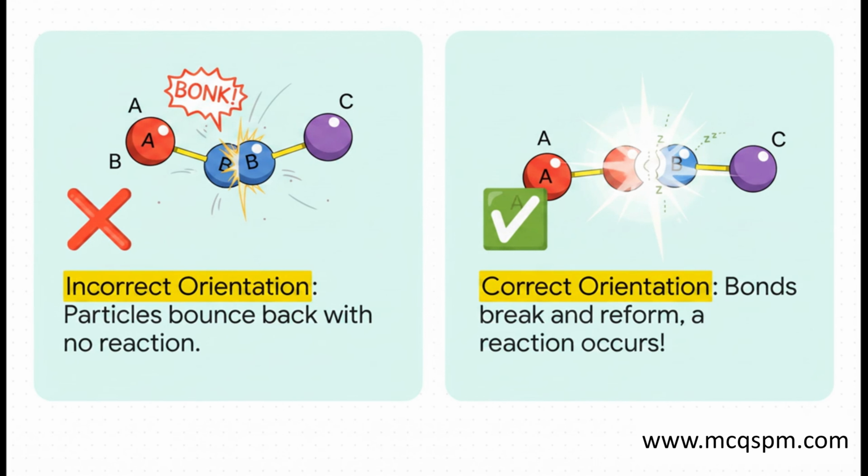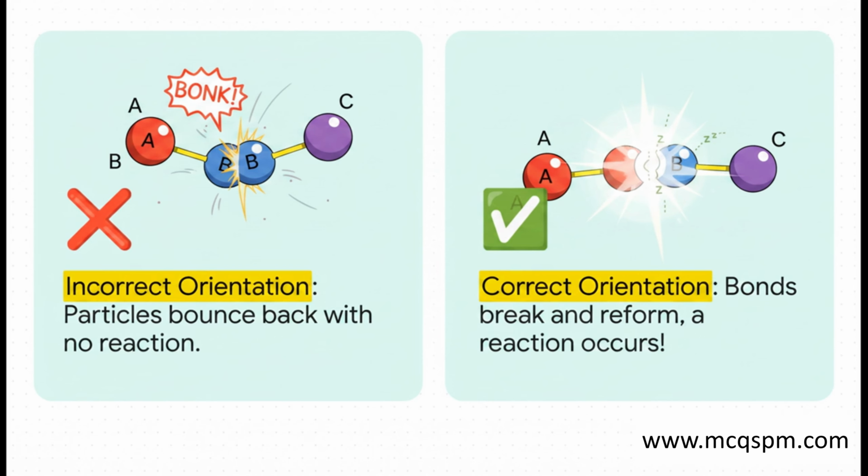And this slide shows that perfectly on a molecular level. Look on the left. The particles have enough energy, but they collide in a really awkward way. So what happens? They just bounce off each other. Nothing changes. But on the right, boom, they meet in that perfect alignment like a high five. Old bonds break, new bonds form, and you get a reaction.